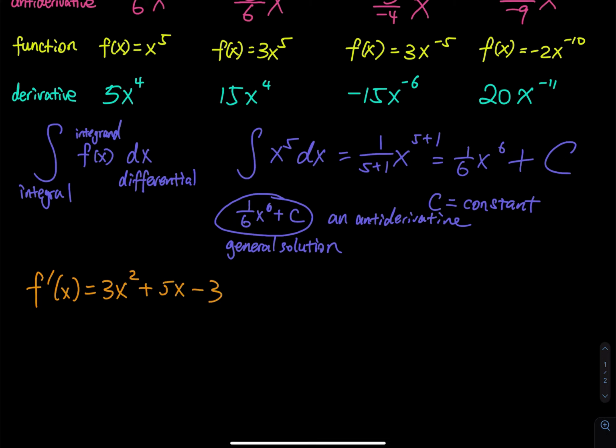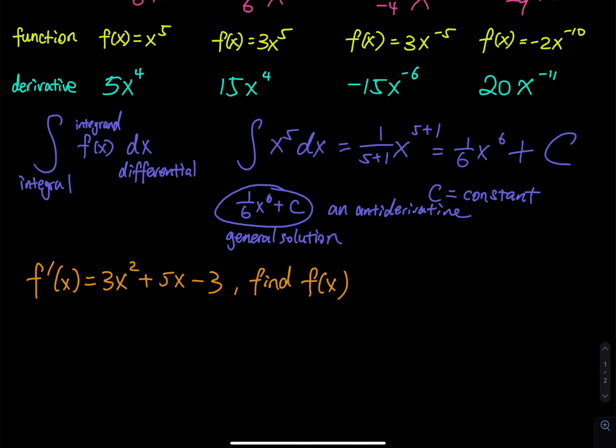In the past, I usually gave you an f of x and then asked you to find the first derivative. But now, I am giving you the first derivative and then asking you to find the original function, f of x. How do we do that? You have to undo the derivative. That means antiderivative. Antiderivative means integration. So your f of x equals the integral of 3x squared plus 5x minus 3, and this is with respect to x.